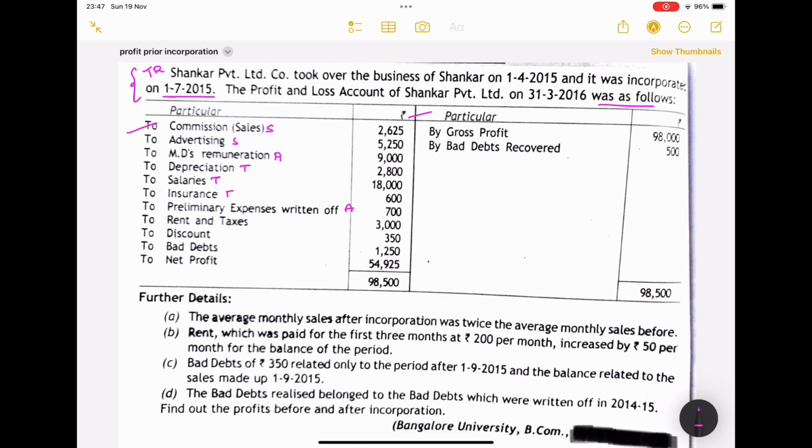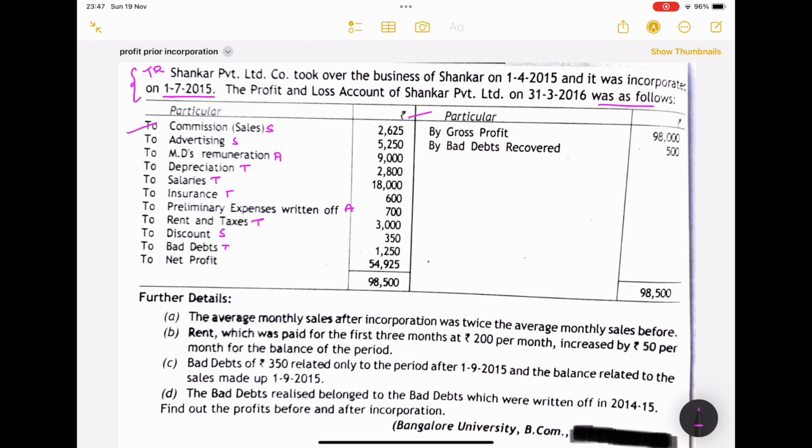Rent and rates is related to time ratio. Discount, when we have discount on the debit side, discount allowed, is fully related to sales. Bad debts are actually related to time ratio, but the ratios also depend upon the adjustments we have in the questions. We can't fix things; it depends upon the adjustments in the question. For a few expenses the ratios might differ. I'll let you know those concepts in this video, okay?